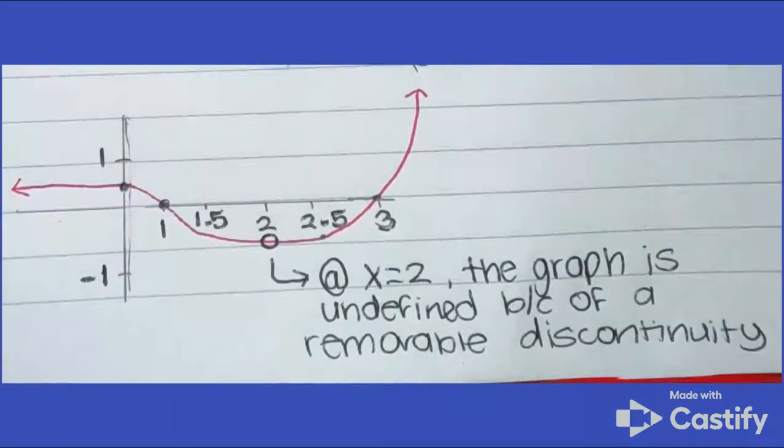So here is a blown up version of this section specifically. So here we see that at 2, the graph is undefined because there is a removable discontinuity. There's a hole here showing that at 2 it is undefined.